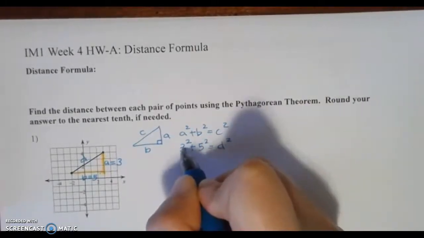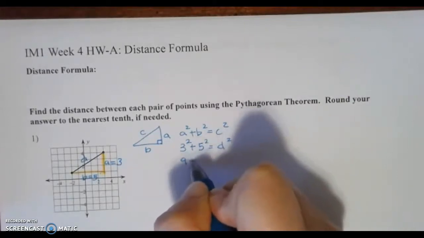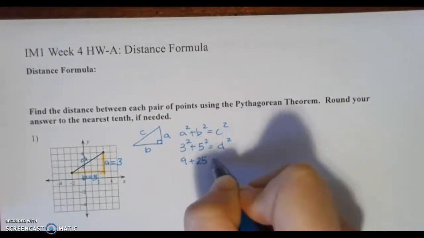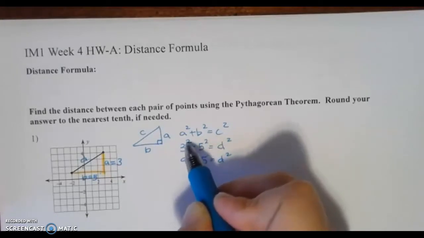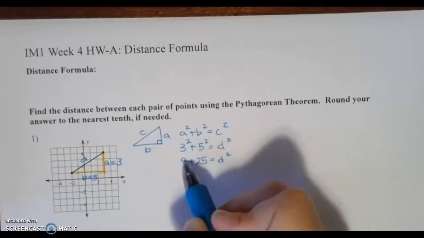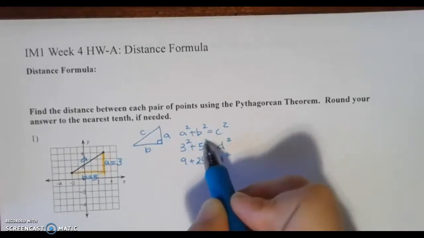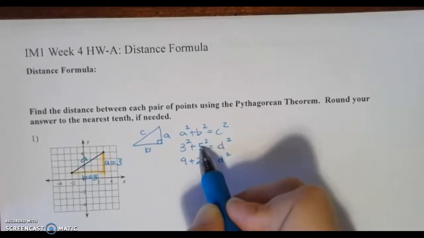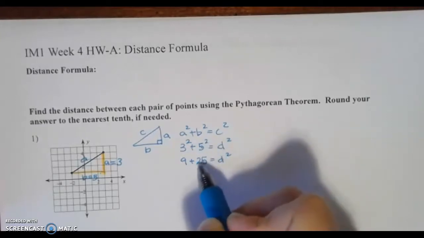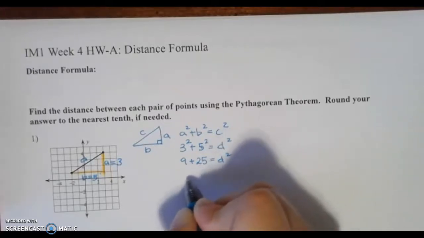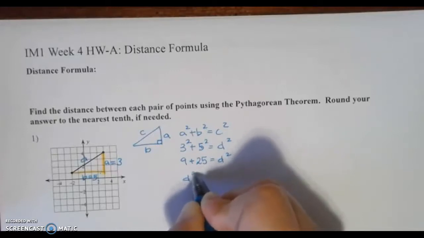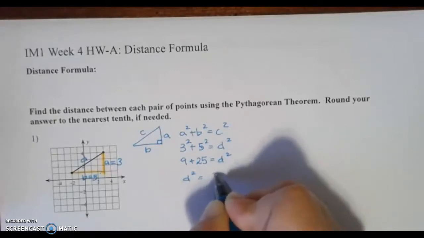This simplifies to 3 squared is 9 plus 25 is equal to D squared. Remember, 3 squared is not 6. It's not 3 times 2. It's 3 being multiplied by itself 2 times. So it's 3 times 3, which is 9. This is not 5 times 2, which is 10. It is 5 being multiplied by itself twice. So 5 times 5 is 25. 9 plus 25 is 34. So I am going to rewrite this as D squared is equal to 34.